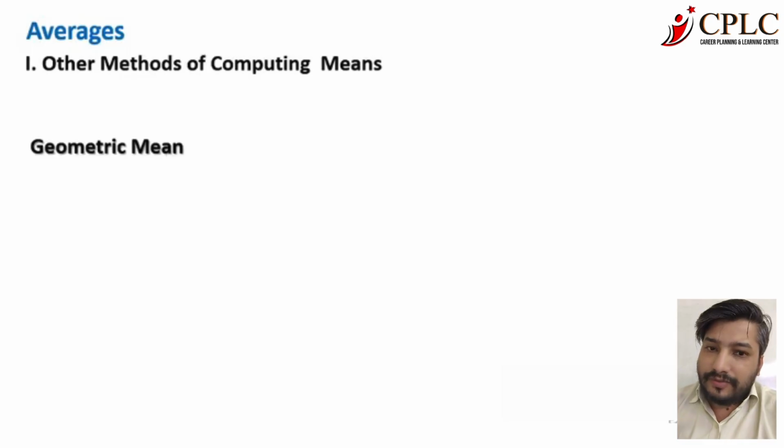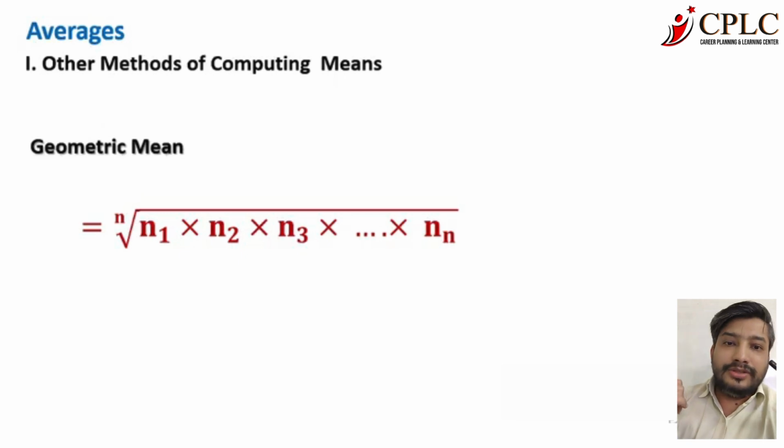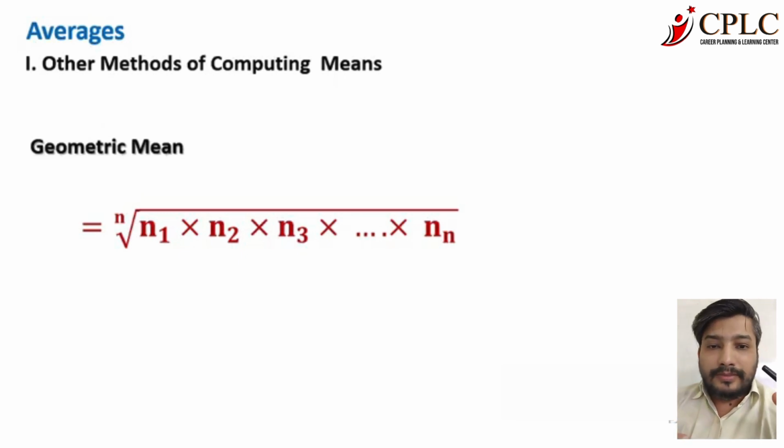So geometric mean, the formula is this: nth root of n1 into n2 into n3 into n4 and so on, where n1, n2, n3 are the numbers whose geometric mean you have to find out, so you have to multiply all of them, and n is the total number of values. Let's say if you have 2 numbers you will take the square root, if you have 3 numbers you will take the cube root, if you have 4 numbers you will take the fourth root, and so on and so forth.